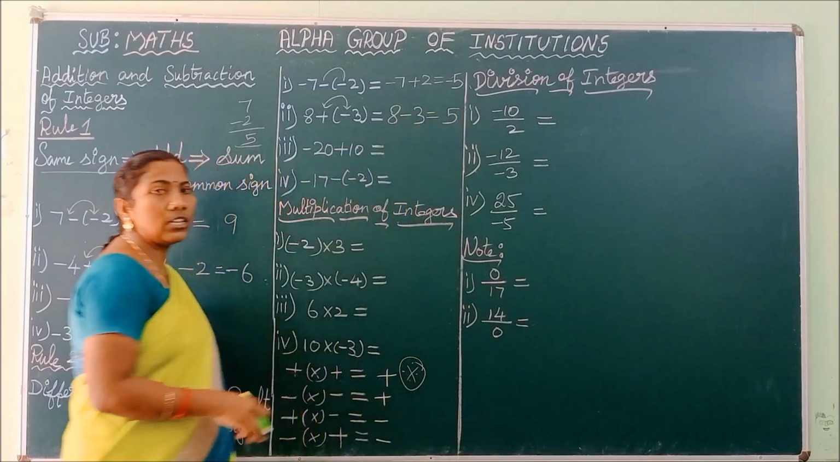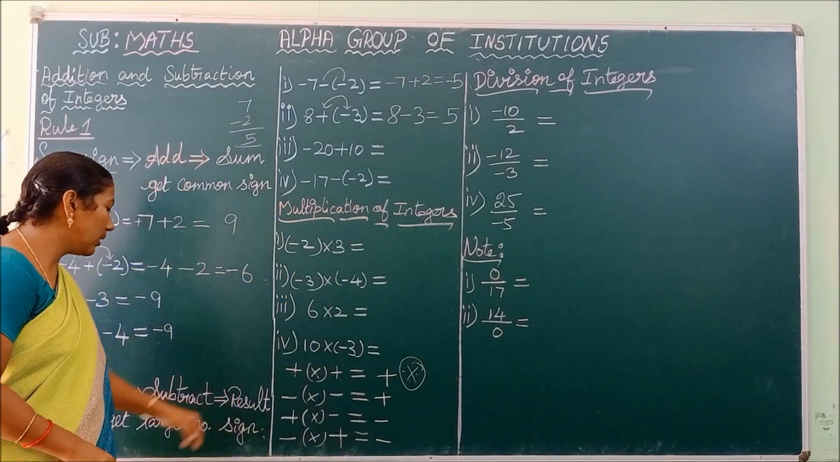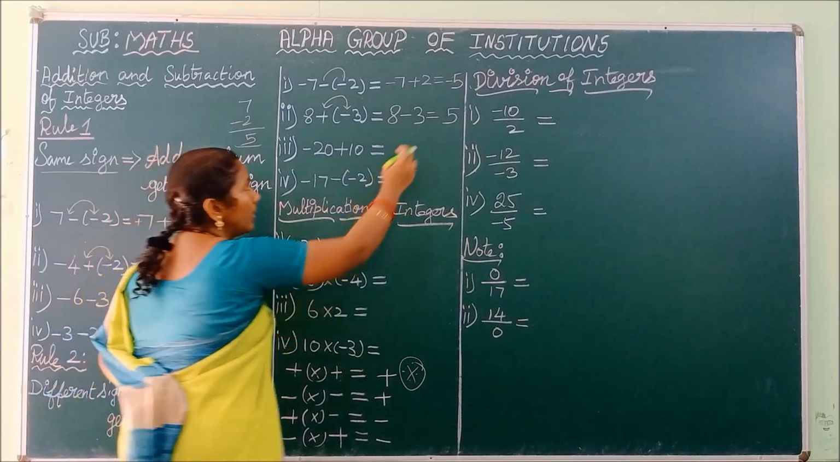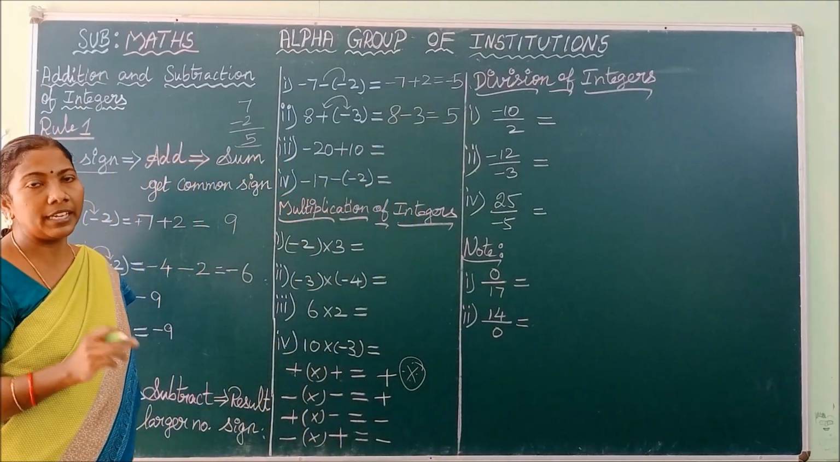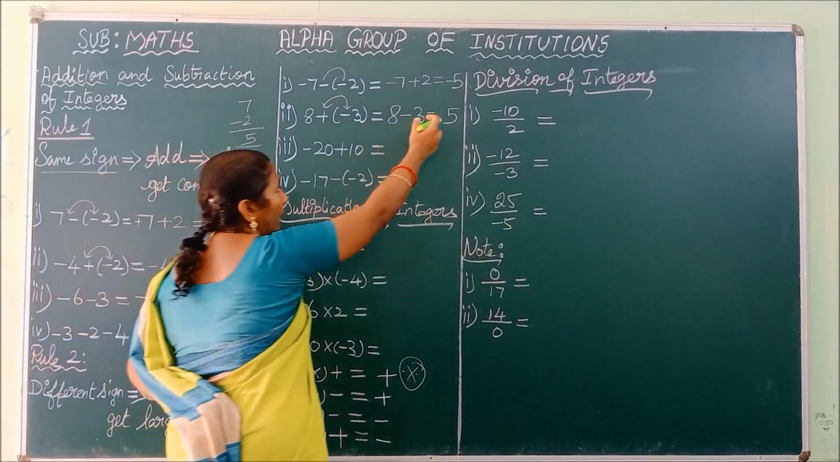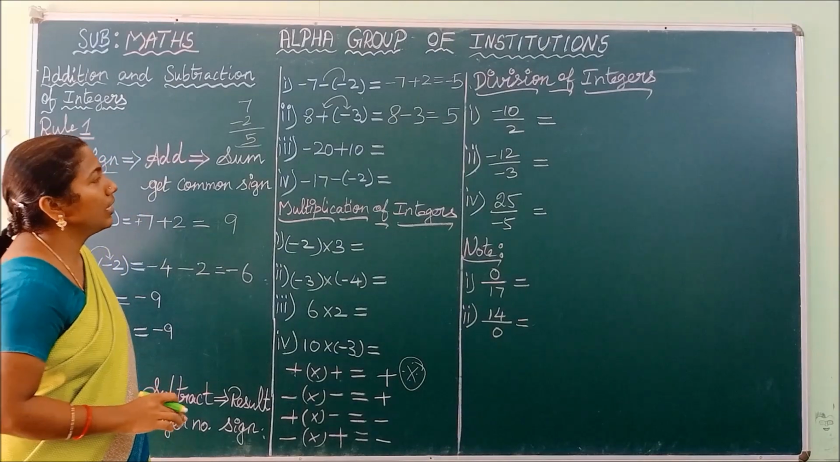Here which is the larger number? 8 is the larger number. So as per rule 2, the result gets the larger number's sign. So our result is 5. Our larger number is 8. The symbol of the larger number 8 is plus. So there is no need to write the symbol plus here. So write this 5 simply as it is. Okay. See the next one.